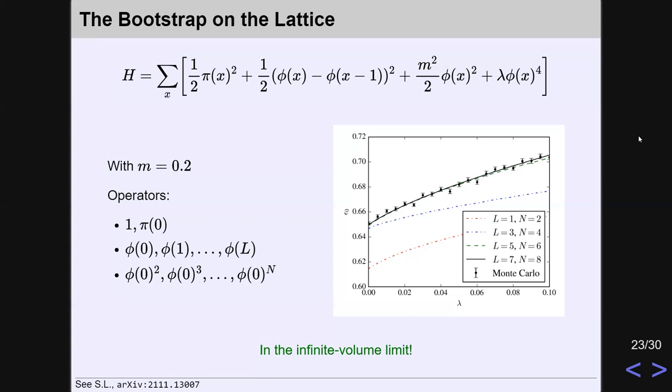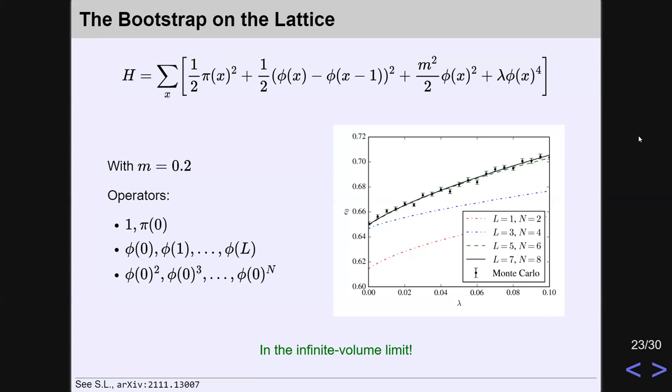Explain the colors. So this line is L equals 1 and n equals 2. This line is L equals 3 and n equals 4. And then the next two bounds are visually indistinguishable. Maybe up here you can see the difference. So L is the range: I'll have operators at some range of points. I won't put operators everywhere in space because that would be an infinite number of operators, but I'll put operators at lattice sites 0 through some L. And that's what L is. And then n is the highest power of phi I consider. By the way, my basis does not include, for instance, two-point operators. I don't bother to include those. They're apparently not necessary to get good bounds.